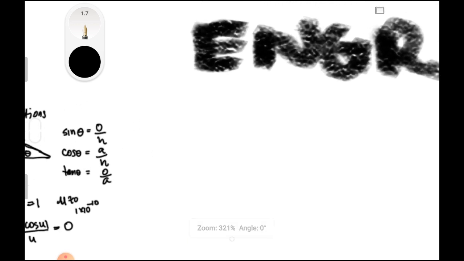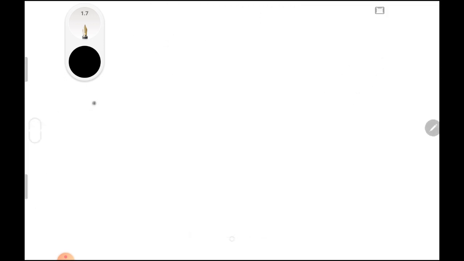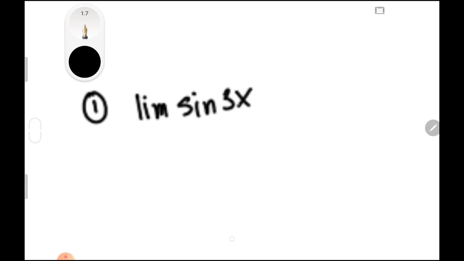So let's say our first exercise will be the limit of sine 3x divided by sine 2x as x approaches 0. So there are two methods, two mathematical solutions that I would like to present to you.